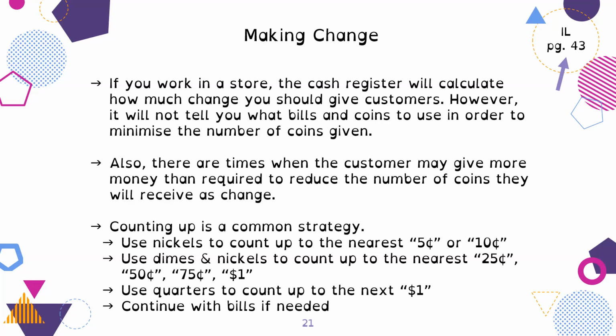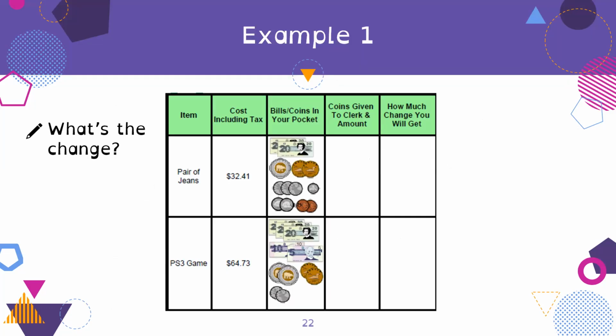So first you would use nickels to count up to the nearest 5 or 10 cents. Then you would use dimes and nickels to count up to the nearest 25 cents, 50 cents, 75 cents, or $1. Then you would use quarters to count up to the next full dollar, and continue with bills if you need to. All of these are depending on what you need. So let's look at what that actually means.